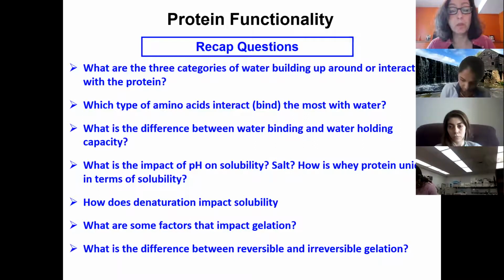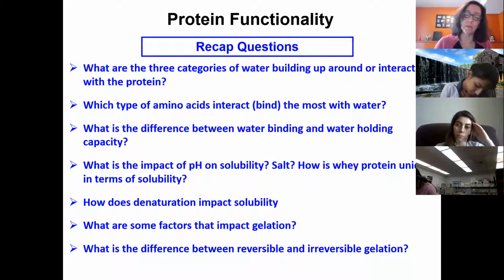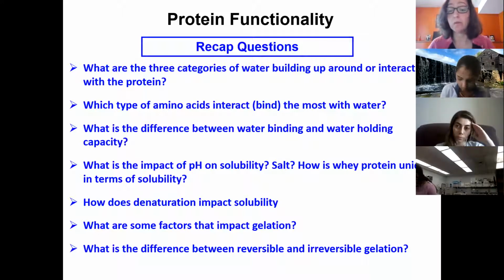Okay, and one factor we talked about last time is presence of proteases. We want to be careful that we don't have any endogenous proteases that might break down your proteins to smaller molecular weights that would be harder to form a gel. And speaking of smaller molecular weights, we want to remember that large molecular weight proteins have a tendency to form gels better than small molecular weight proteins.